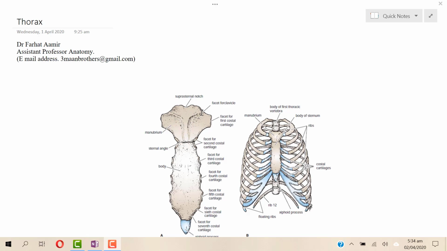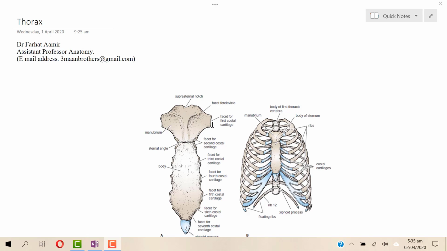Number 1, what is the joint? See here, can you see this facet for the clavicle? Here the clavicle will attach, so it will make a joint which is called the sternoclavicular joint. Then the manubriosternal joint. The sternoclavicular joint is of saddle synovial variety. And the manubriosternal joint is a secondary cartilaginous joint.